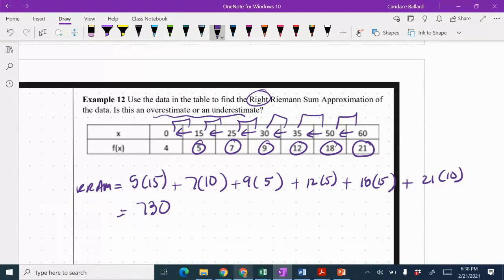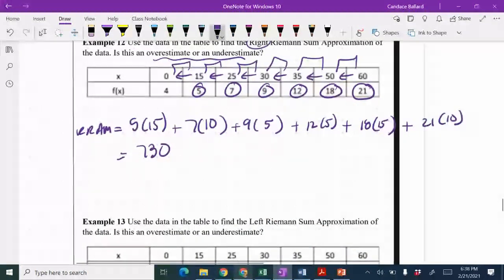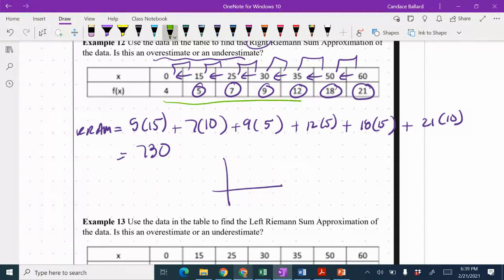Now, I need to understand if this is an overestimate or an underestimate, so I always just sketch my picture. A quick sketch. I notice the y values keep increasing, so I've got a strictly increasing function. Then I start drawing my right Riemann sum. To draw a right, I go from the right and draw a rectangle, going from the right until I hit the function. You can very clearly see that I'm definitely over the actual function. So I know that this has to be an overestimate.